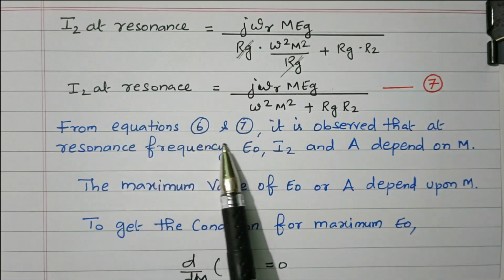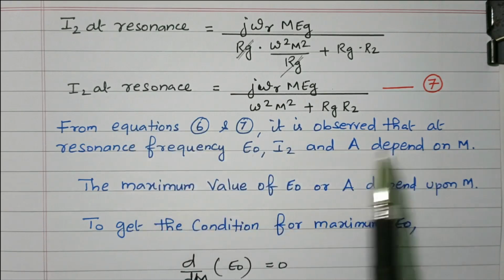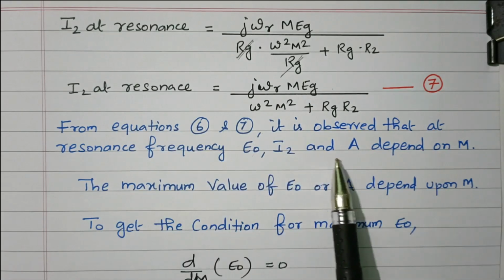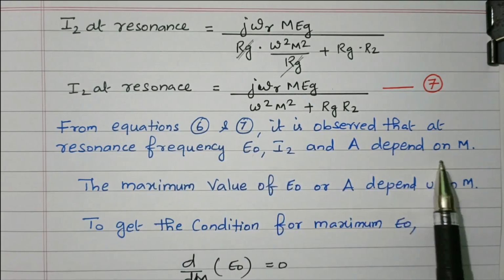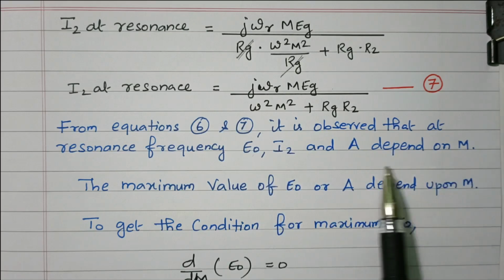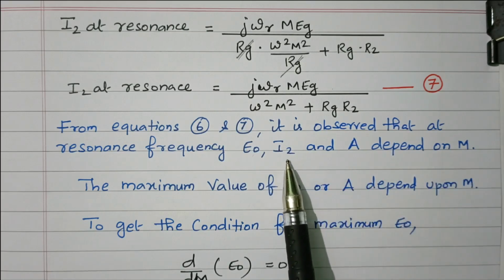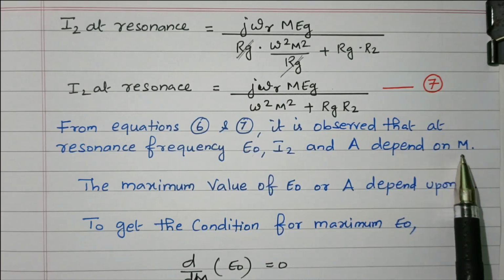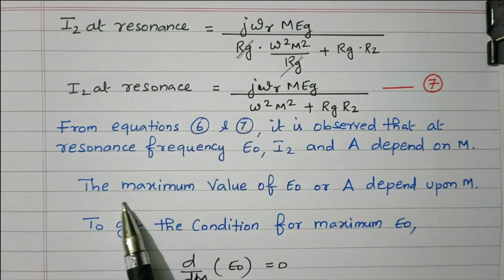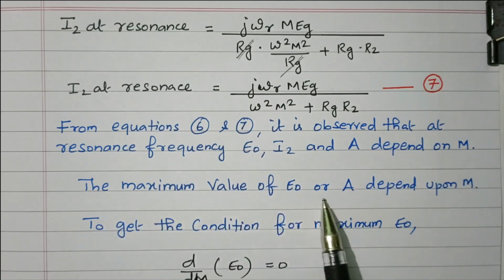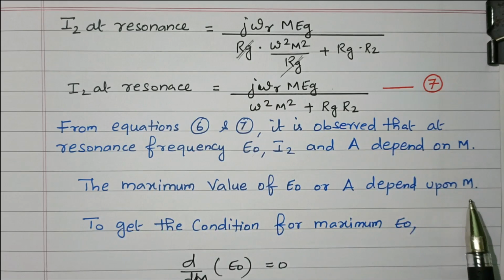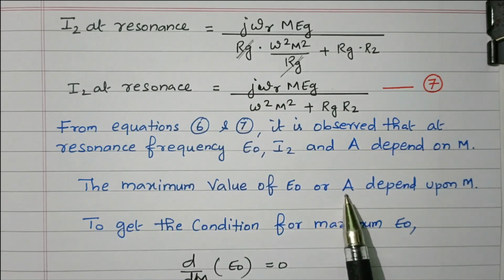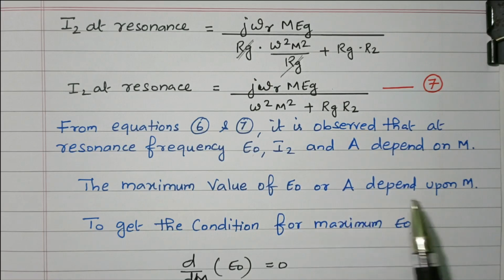So from equations 6 and 7 it is observed that at resonant frequency E0, I2 and A depend upon M, that is mutual inductance. The amplification factor, secondary current and output voltage, these three depend upon the mutual inductance M. The maximum value of E0 or A depends upon M.